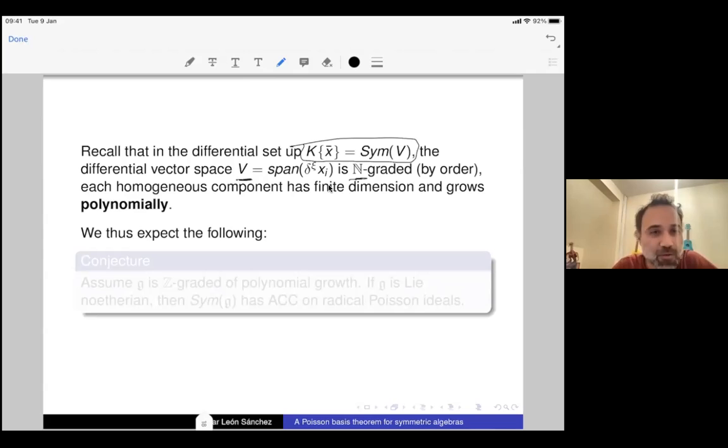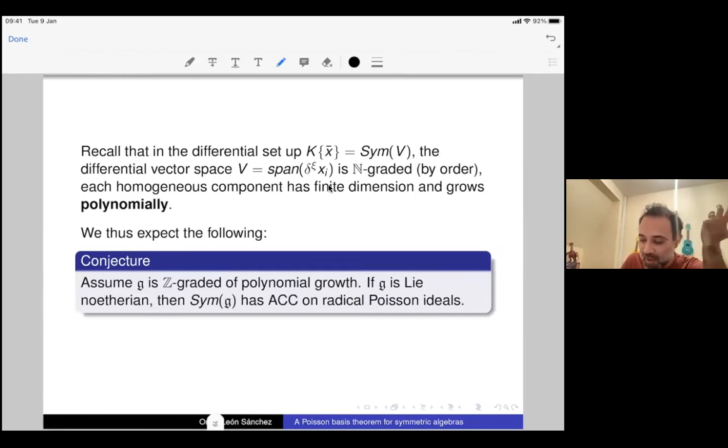Okay. So now what we believe the assumptions on the Lie algebra should be is sort of mimicking these properties of the vector space V. So the conjecture we have so far is that if you assume that you have a Lie algebra which is Z graded of polynomial growth, then if the Lie algebra is Noetherian, then the symmetric algebra has ACC on radical Poisson ideals. Okay? So this is the conjecture we have so far.